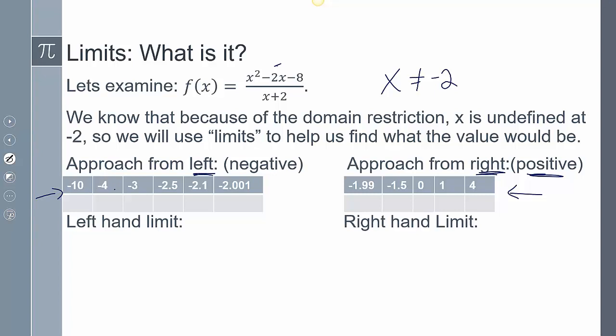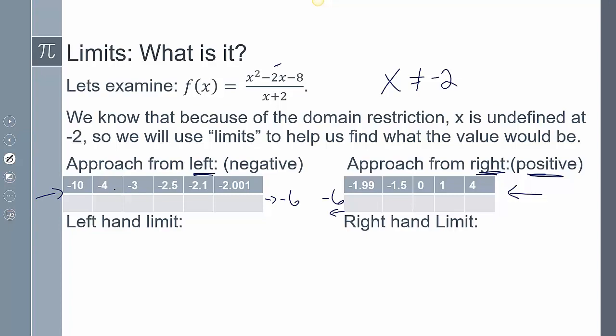Now that that's been filled in, if you notice, there's something we can conclude about both of them. As I approached it from the left, it looked like it was approaching the value of negative 6. And the same thing happened when I approached it from the right. It seemed like it approached the value of negative 6. As I got closer and closer to negative 2, it became more and more apparent that the value it was approaching is negative 6.